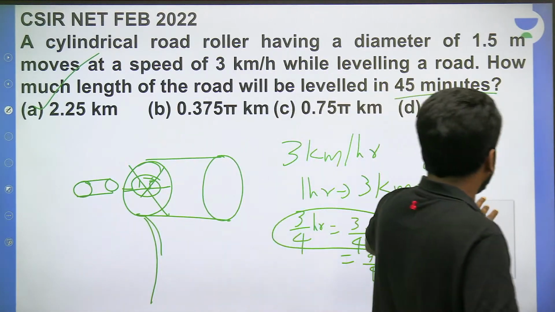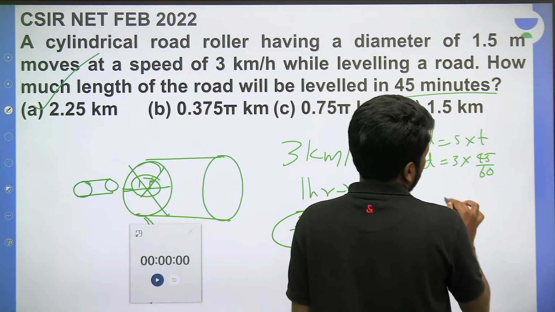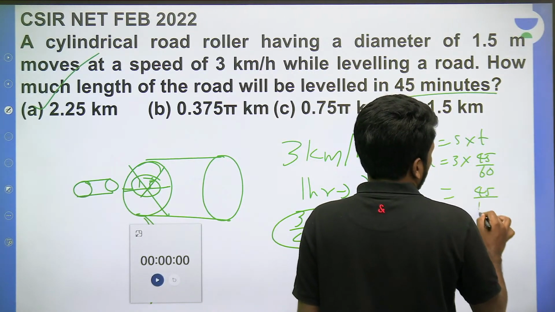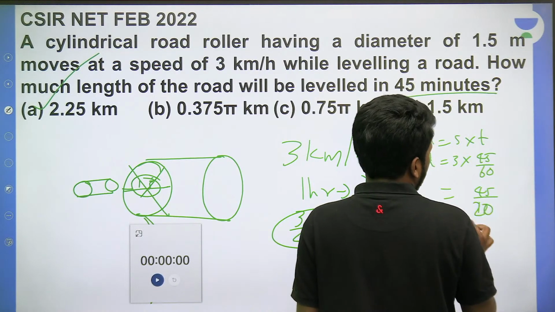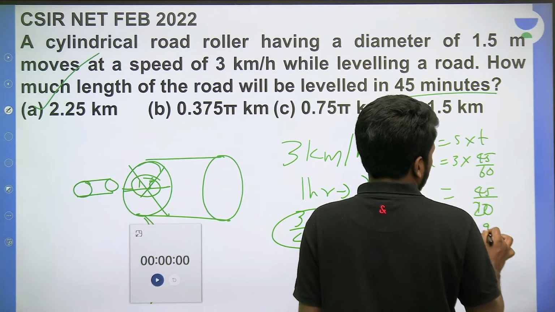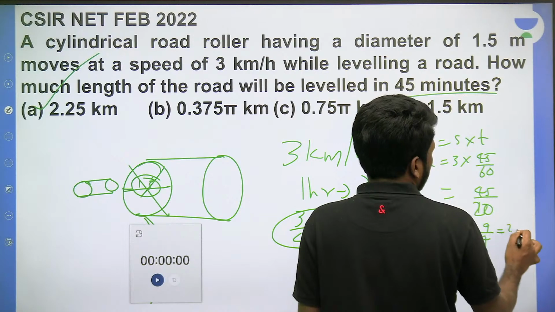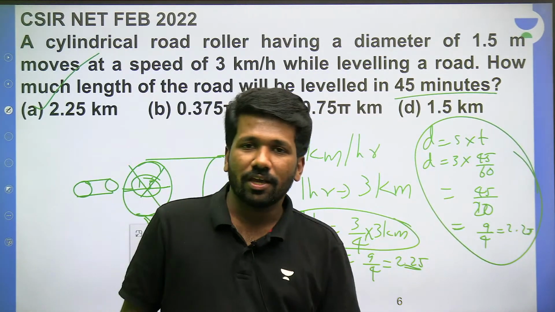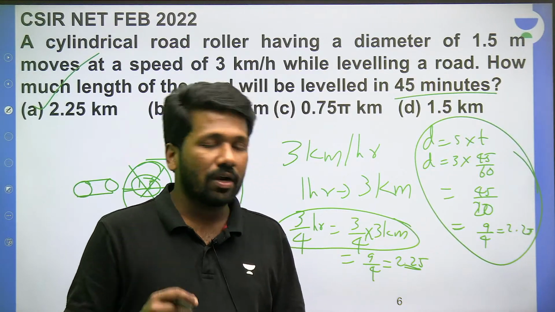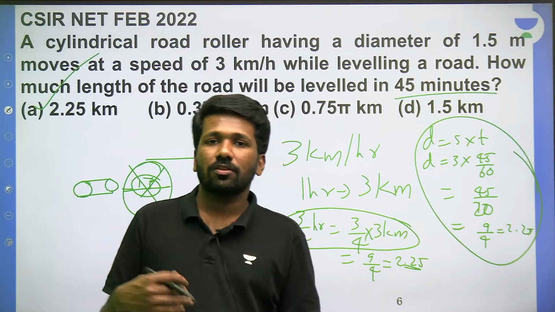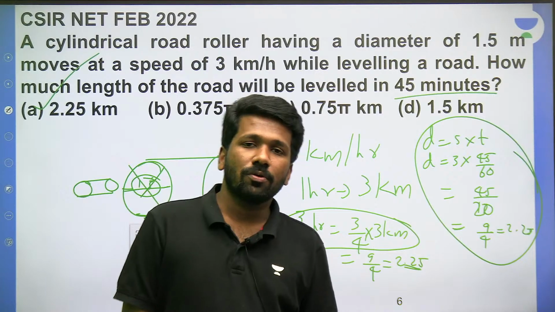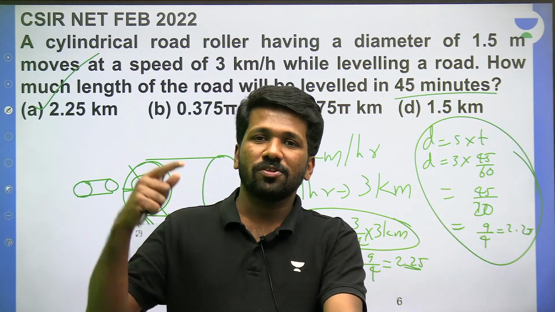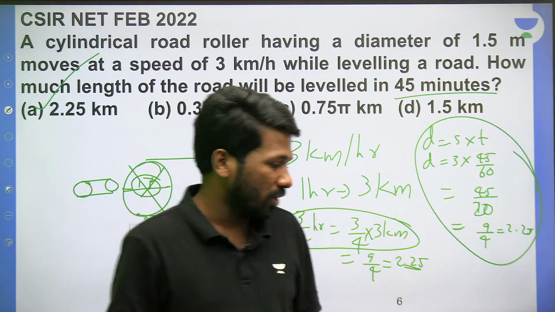If you are not okay with that, 45 मिनट को आवर में कन्वर्ट करना, उसके बाद सिंप्लीफाई करना. 3 into 45 by 60, 45 by 20 मिलेगा. कैंसिल किया तो 9/4 मिलेगा. 9/4 is 2.25. But why waste this much time where you can directly think? 3 km per hour का लॉजिकल मीनिंग क्या है? 1 hour दिया तो 3 km, हाफ आवर दिया तो 1.5 km, क्वार्टर आवर दिया तो 0.75 km. सो 3/4 hour दिया तो 0.75, 0.75, 0.75. ऐसा भी सोच सकता है 2.25 डायरेक्टली.